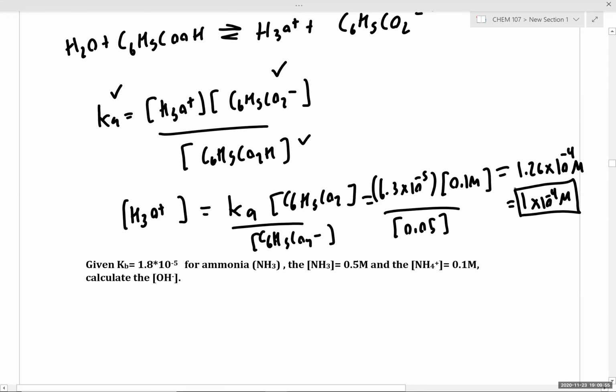So as we notice, for this weak acid, do we have a very large concentration of H3O plus? Do we make a lot compared to our amount of parent acid? No. Comparing these two numbers, not very much at all. Weak acids do not dissociate substantially.